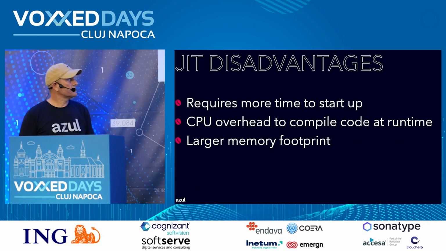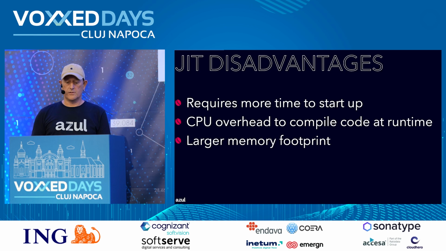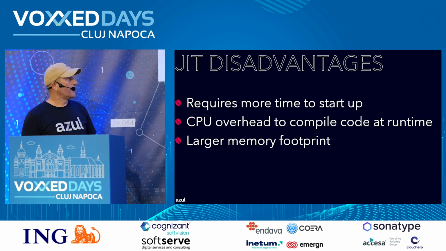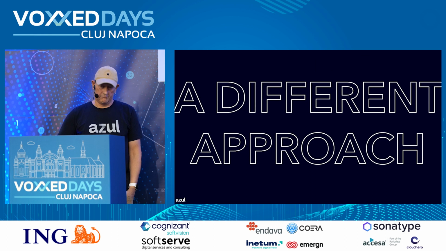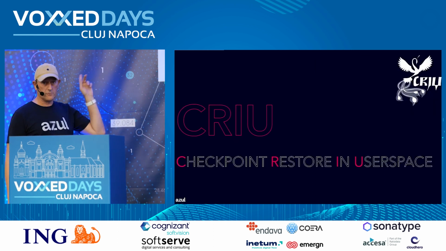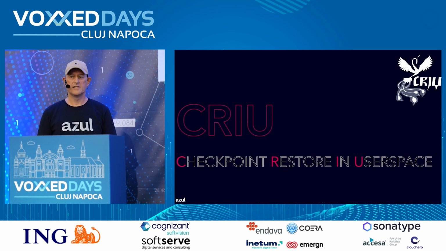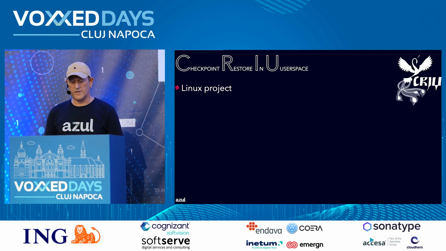Okay, so that means the JIT disadvantage is mainly it requires more time to start up, and we have a CPU overhead to compile the code at runtime, and we have a larger memory footprint, okay? So let's take a look at a different approach here. There is a project called CRaC. Has someone ever heard about that? It's a Linux project. It means checkpoint restore in user space.